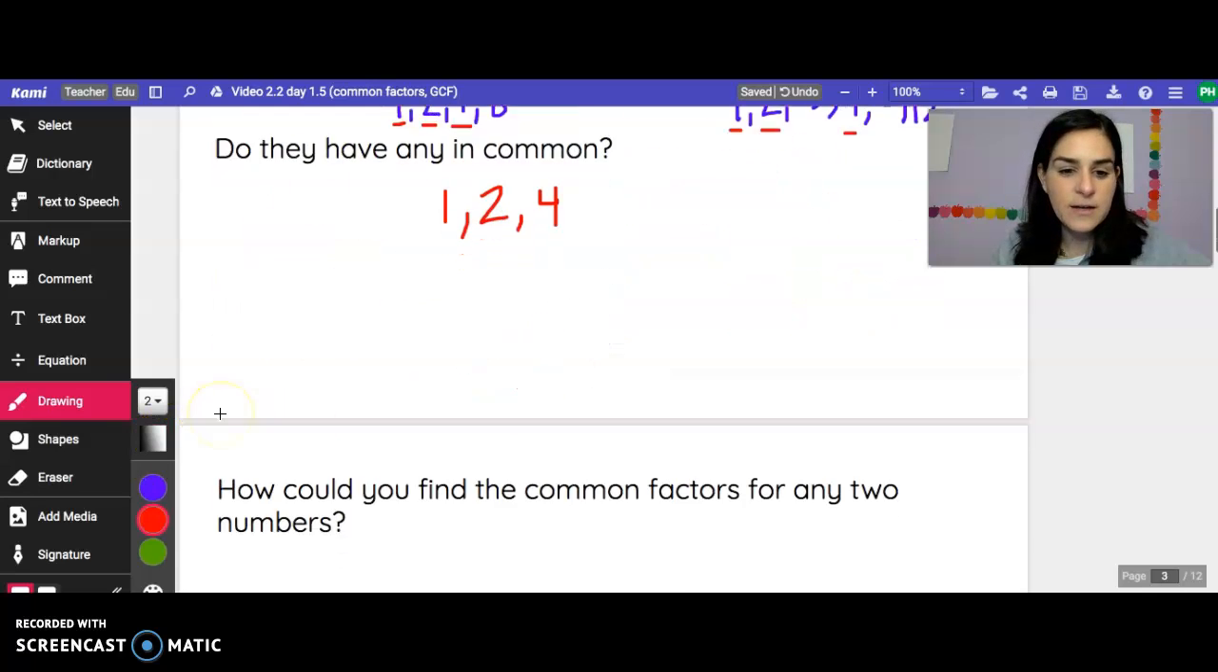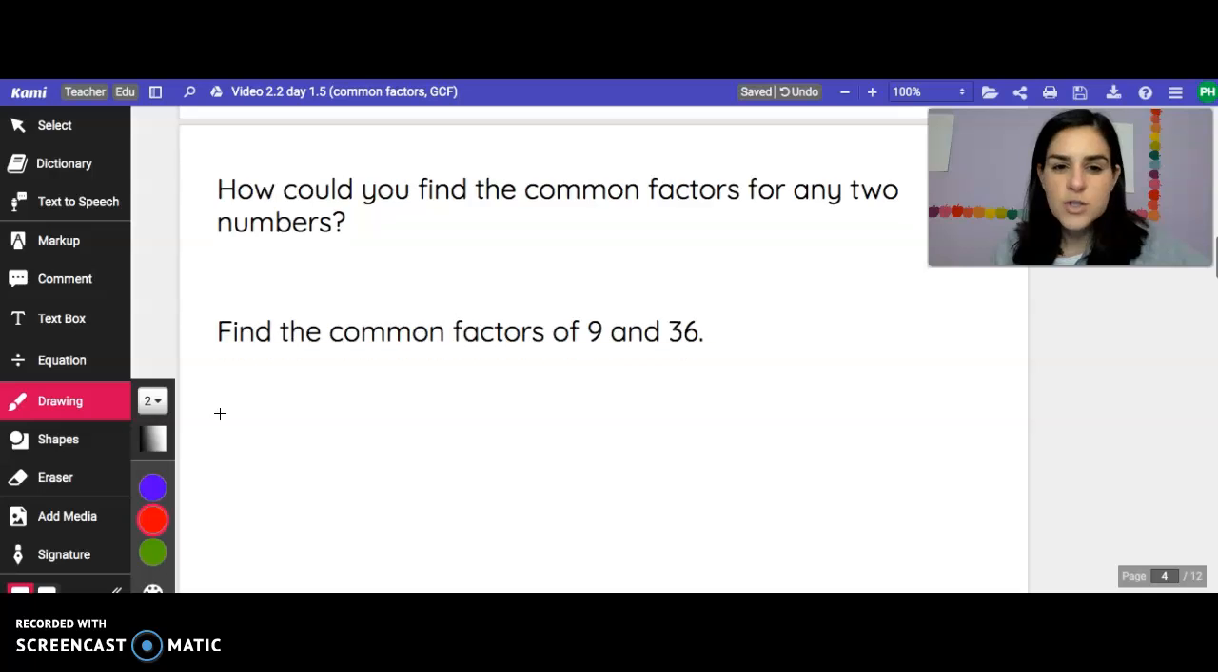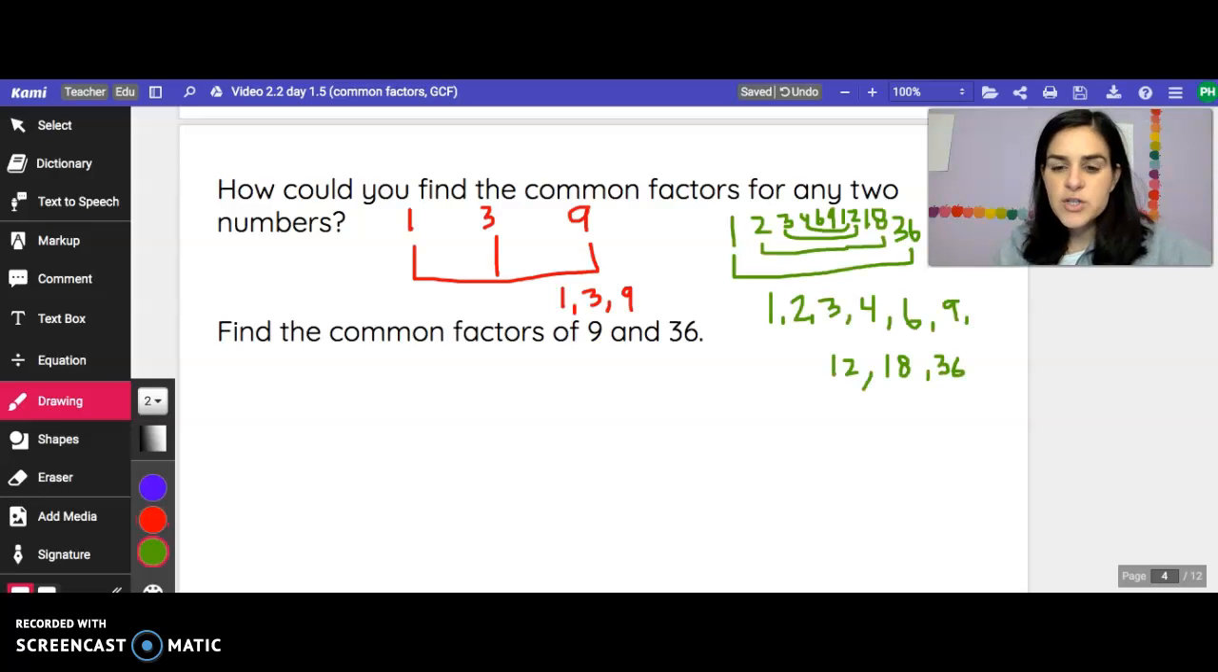So let's try that. To do that, well, first we have to find the factors of the first number, then we have to find the factors of the second number, and then we see which are the same. So pause the video and find the factors of 9 and 36, and then unpause when you're ready for the next part.